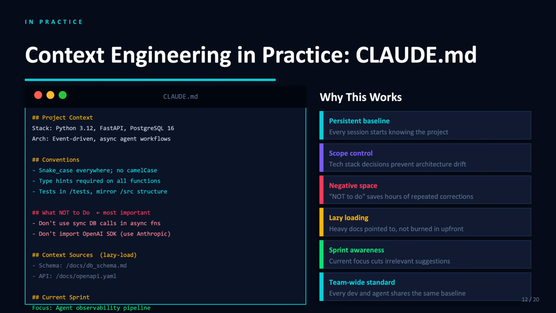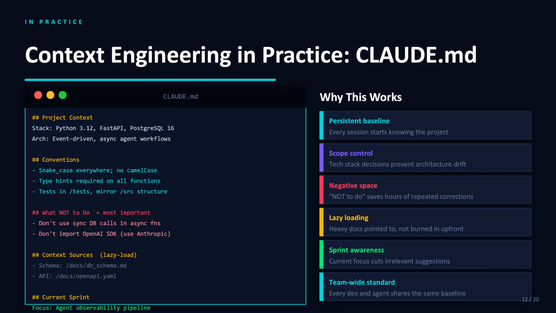Then conventions. Snake case, type hints required, test structure. These aren't just style preferences. When the agent knows your conventions, it stops suggesting patterns you'd have to rewrite. Then, highlighted here in red. What not to do. Most important. This is the negative space section. Don't use synchronous DB calls in async functions. Don't import OpenAI SDK. We use Anthropic. These 2 lines alone will save hours of corrections over the course of a project.